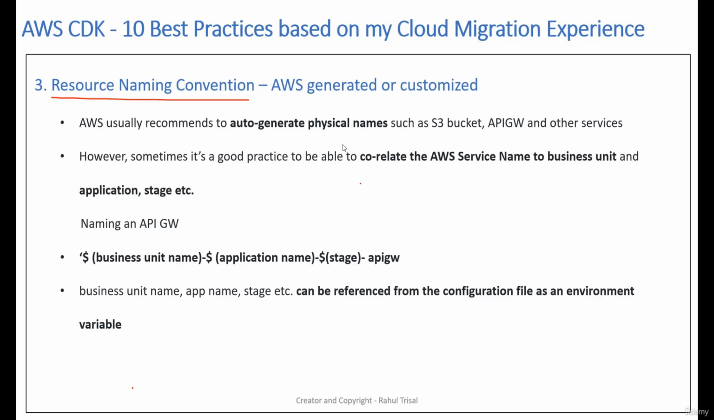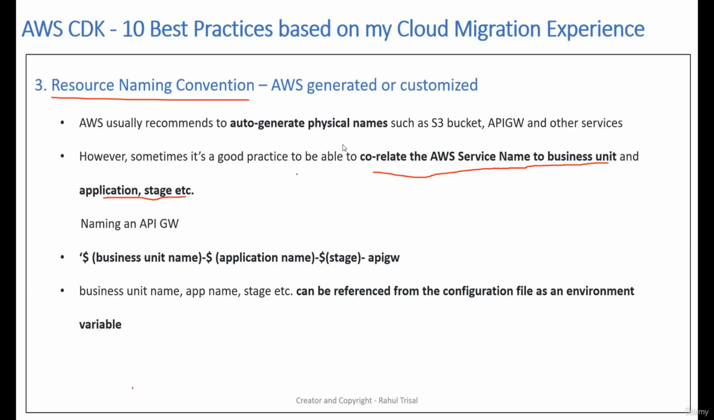But based on my experience, what I've seen is that usually it's a good practice to be able to correlate the AWS service name to the business unit and the application stage, etc., so that you can easily identify the resource. I know you can do it through AWS tags as well, but what I've seen is that it is mostly preferred to be able to give the physical name that will correlate to the business unit, application, and stage.